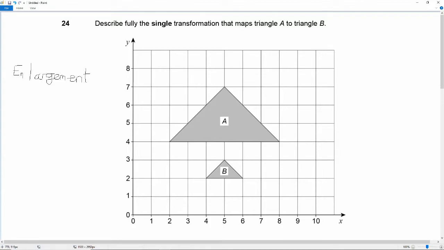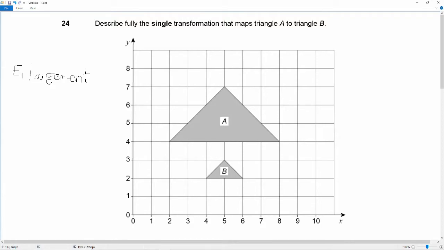So the other mark would be if you say by how much. So the base of this triangle is 1, 2, 3, 4, 5, 6 squares, and the base of this triangle is 2. The side here is sort of like 1, 2, 3 diagonals, and this is 1 diagonal. So this A is 3 times bigger than B, but we want to know the transformation from A onto B. So it's not 3 times, it's 1/3.